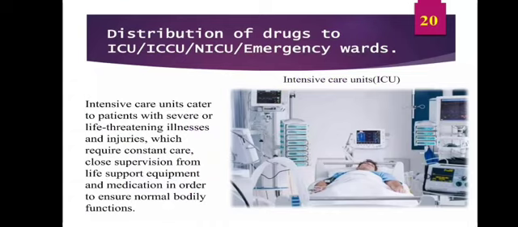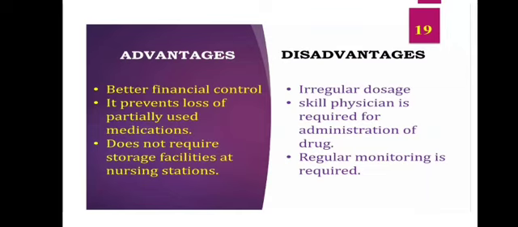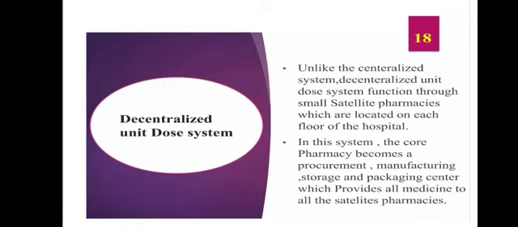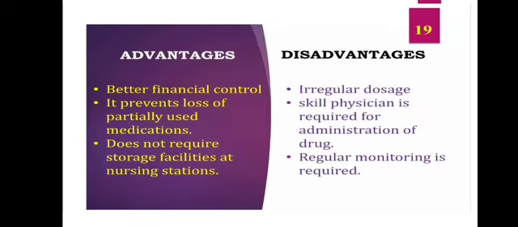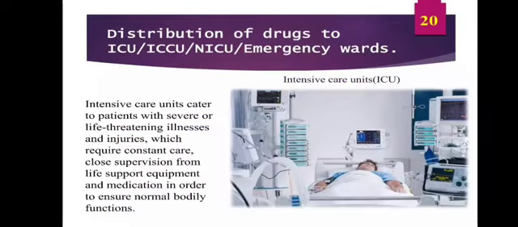Next, distribution of drugs. Then objectives of the drug distribution system in hospital: ensure right drug, right dose, right patient, right time, and right route. Then minimizing medication error, improve patient safety, maintain drug control and inventory, then provide cost-effective therapy.